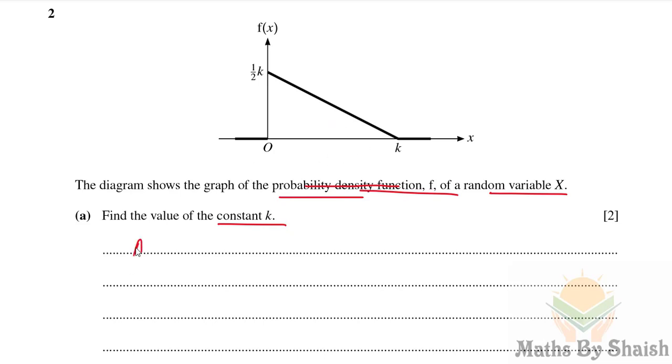The total area here is just the area of a triangle, so the area should be 1. It means half of base times height, half times k times k, should be 1. From here we get k squared equals 2 times 2, which is 4. So k is plus or minus 2. Of course it cannot be negative because it is given that it is positive, so k is 2. So that's the value of constant k.